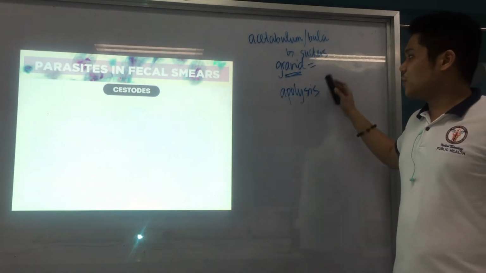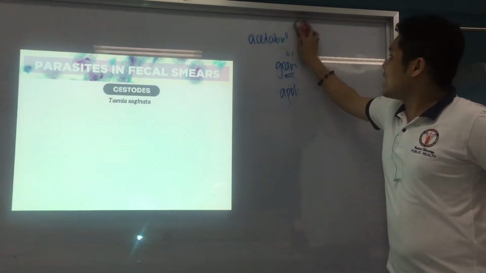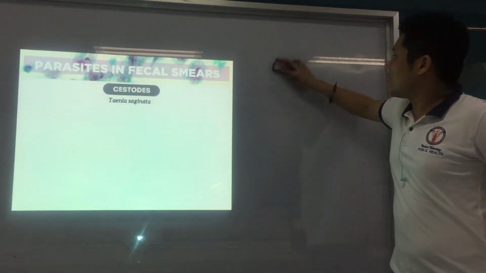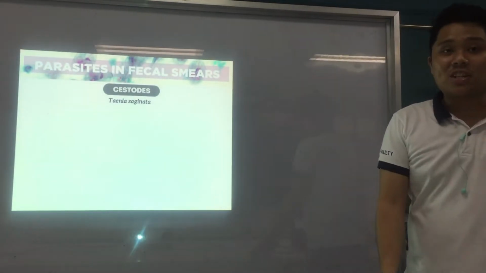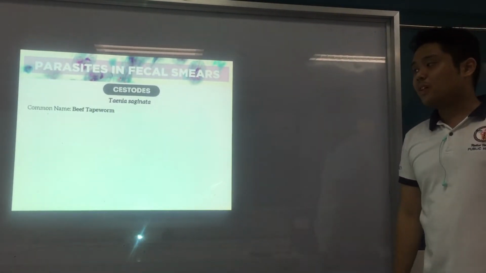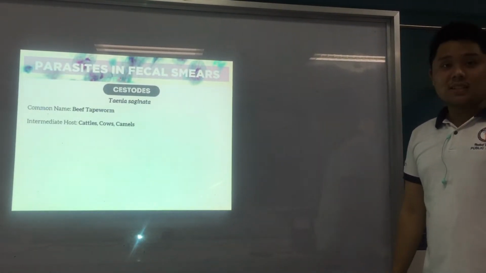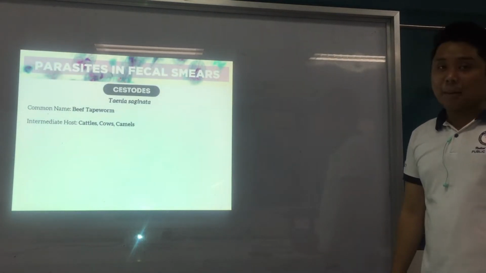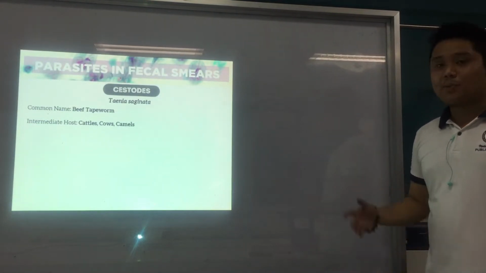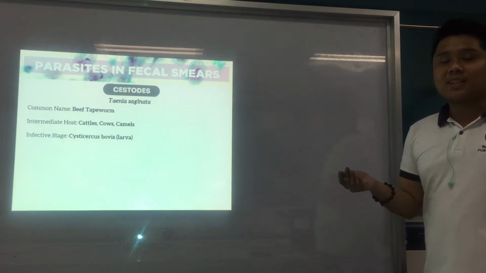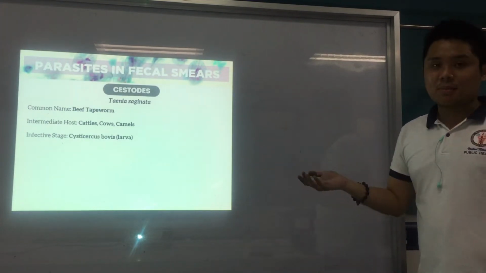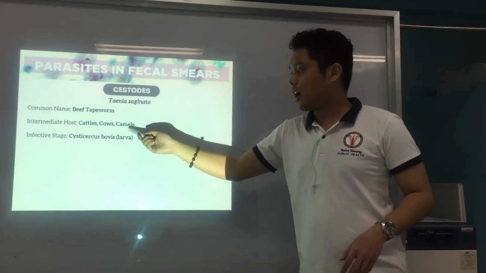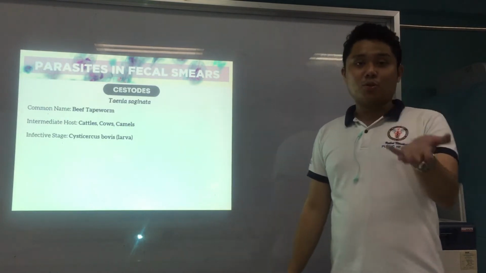Now we start with the first species, the Taenia species, starting with Taenia saginata. Common name is your beef tapeworm. The intermediate hosts are cattle, cows, and camels. By the name itself, from beef, also camels. Now, the infective stage is the Cysticercus bovis. By the name itself, Cysticercus is the larva, and bovis refers to beef.